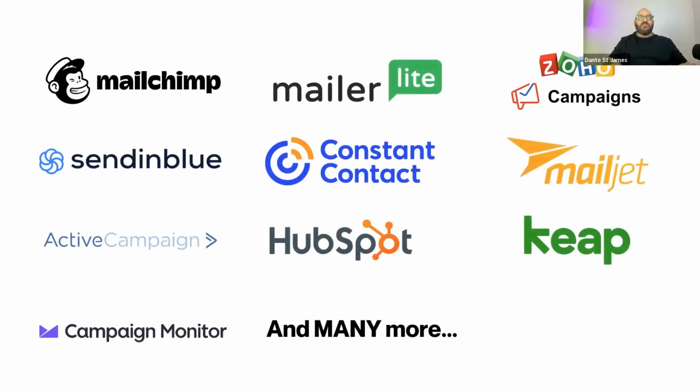So we're talking about the Mailchimps, the HubSpots, the Constant Contacts, the Zohos, the Mailjets, Keap. There's tons and tons of them. There's literally hundreds of these systems. I've just put up a bunch of the more known ones. I certainly use Mailchimp, MailerLite. I've used SendinBlue, Constant Contact, HubSpot, ActiveCampaign, and Campaign Monitor. So I've used a lot of these before. I'm currently using SendinBlue, but I've also most recently used both MailerLite and HubSpot as well.